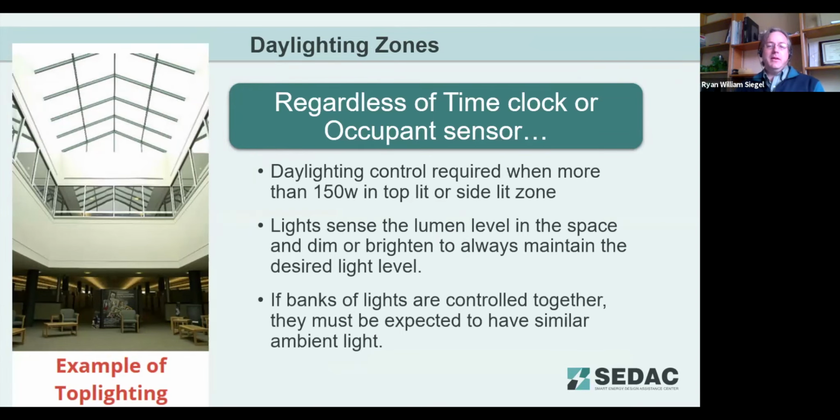Again, looking at the daylight zones using top lit, whether you're doing time clocks or occupant sensors, if you have at least 150 watts in the top lit or side lit zone, you need to add your daylight harvesting controls.